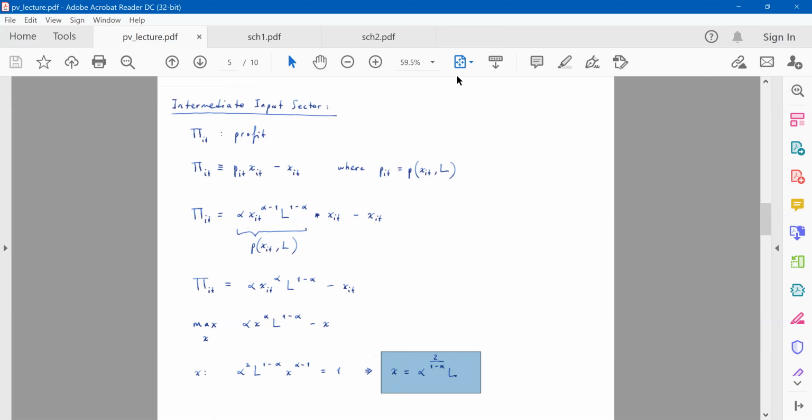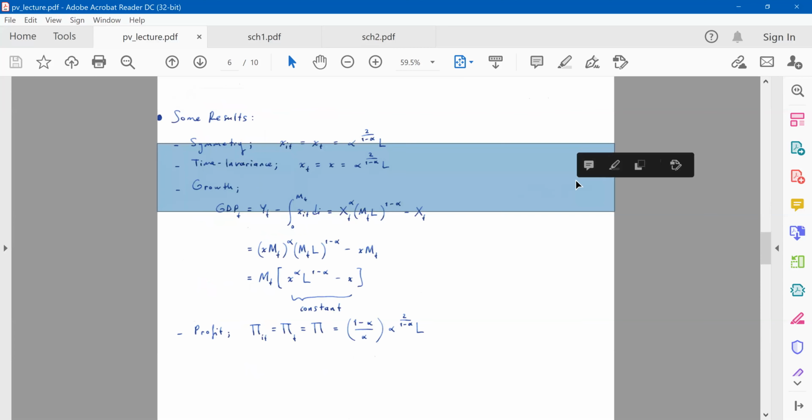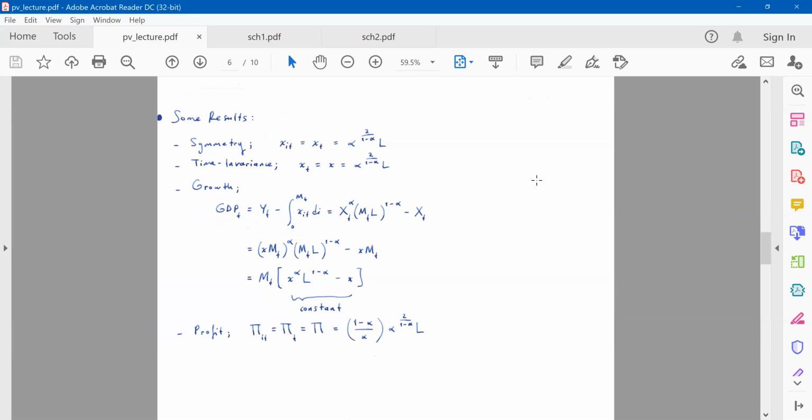So that's the logic. I have to respond, right? So if that sector is getting large, they're more willing to pay a higher price for the machine of the same unit. Okay. So what we learn here is that the equilibrium is symmetric. As you see, it is not actually an assumption, it is a result. Besides, since population is constant, the optimal level of machine production is also time invariant.